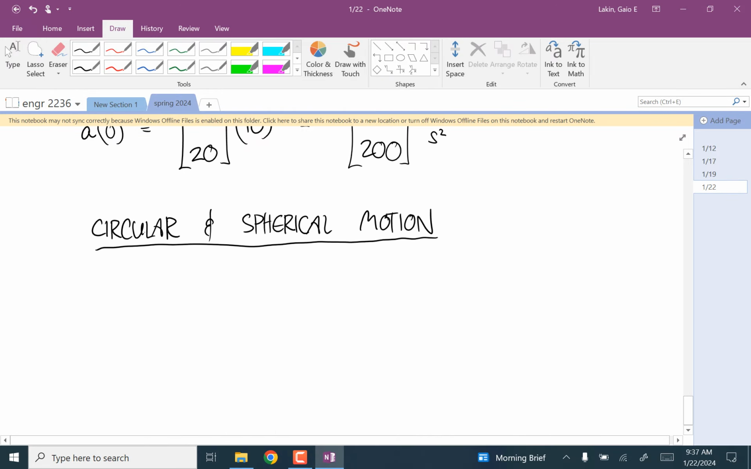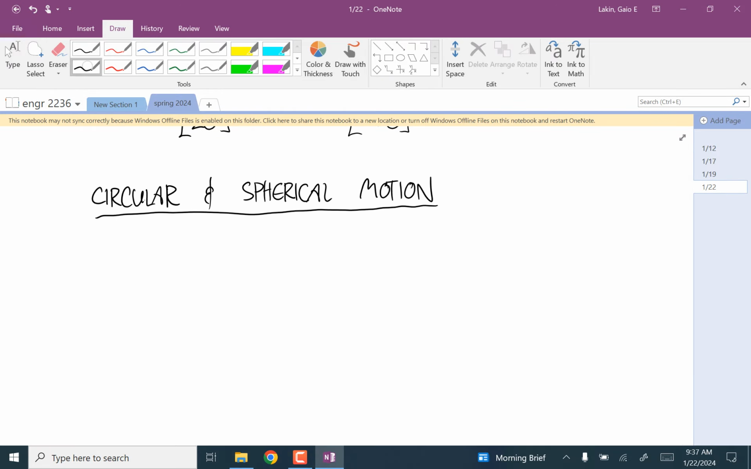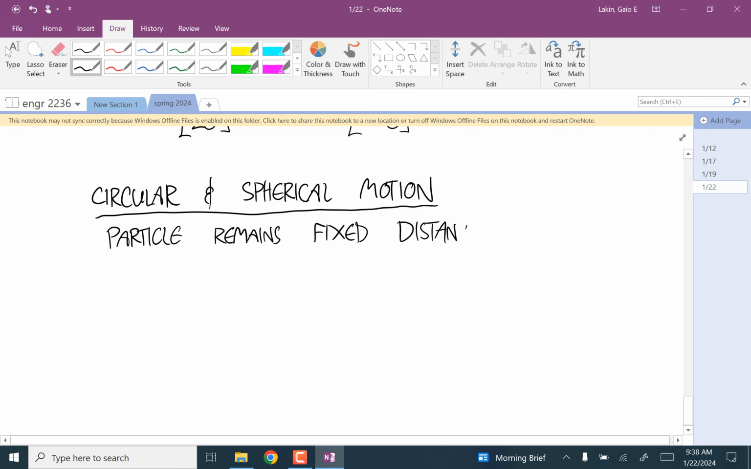Okay, so circular and spherical motion. These are motions where the particle is remaining a fixed distance from some point. And that point is the center of the sphere or the circle.